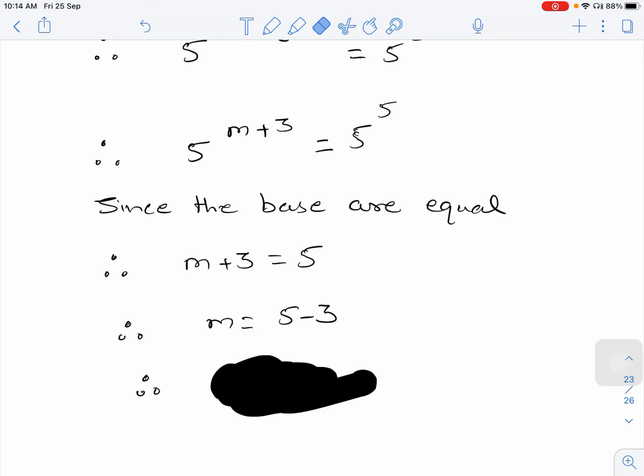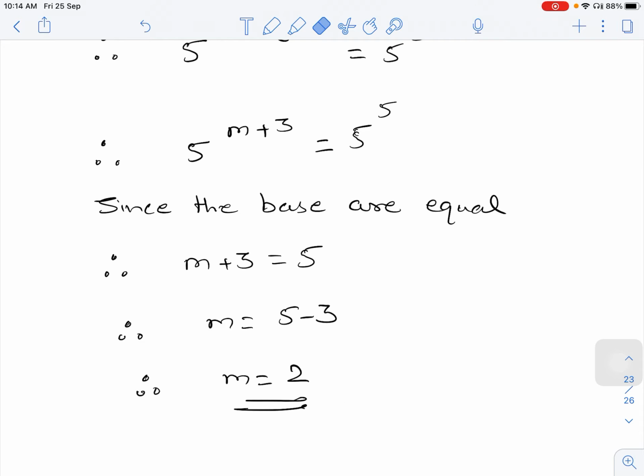Now in the next step, we want to keep this m on one side, so this plus 3 will become minus on the other side. So you will get m equals 5 minus 3. Finally our answer will be, therefore, m equals 2. Okay, so this is our final answer.